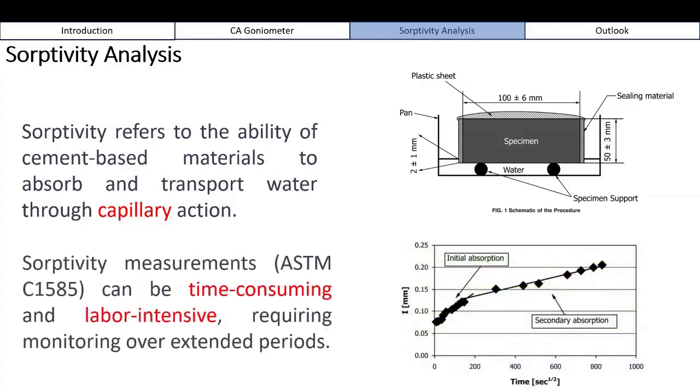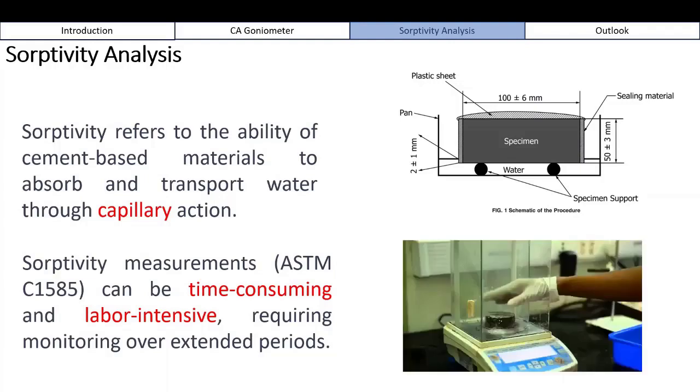And with time, I normalize the mass change. It's called penetration, and I plot it as a function of the square root of time. And I get two linear lines. The first one is called initial sorptivity. The second one is called secondary sorptivity. Initial sorptivity tells me about the resistance of concrete to physical sulfate salt attack, and the secondary sorptivity gives me an idea of the resistance of concrete to freeze-thaw attack.